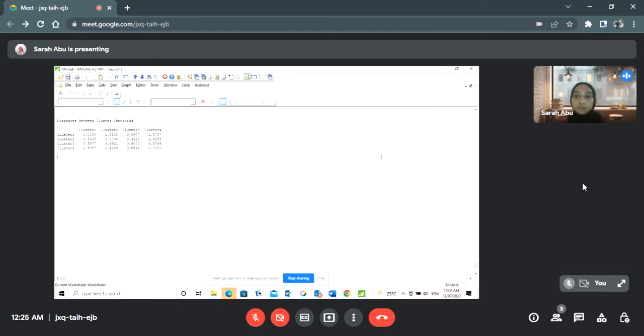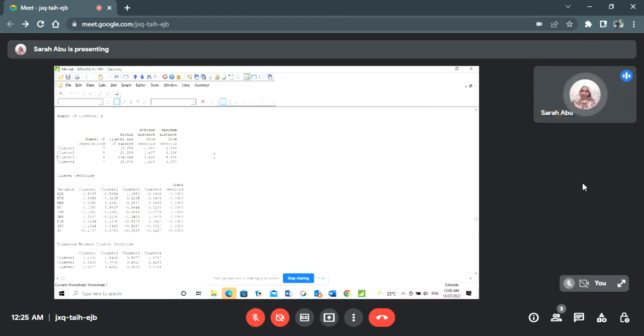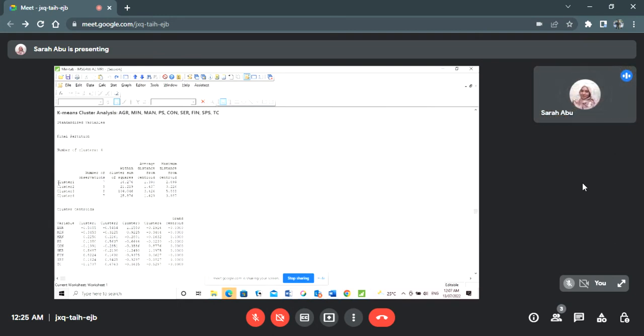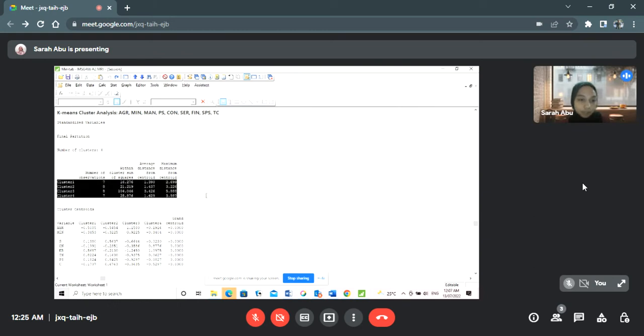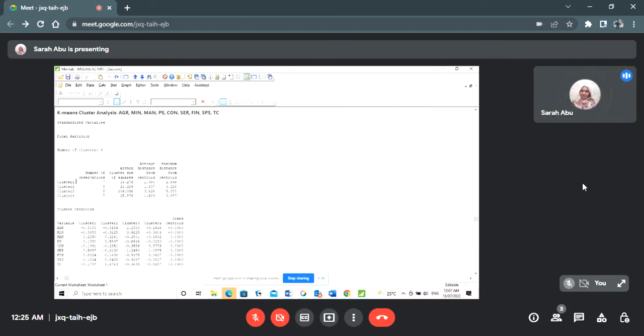From the final partition, we will get the 4 clusters: cluster 1 with 7 observations, cluster 2 with 8 observations, cluster 3 with 8 observations, and cluster 4 with 7 observations. Cluster 1 stands for Europe, cluster 2 EFTA, cluster 3 Eastern, and cluster 4 is others. So this gets a total of 30 countries. And then we also will see the average distance from centroid.